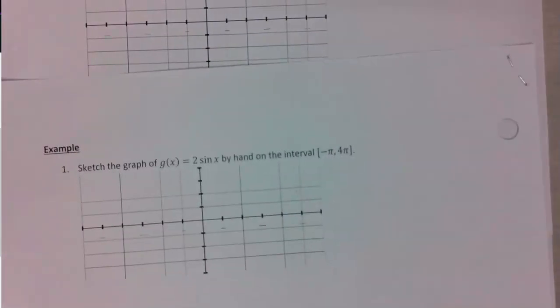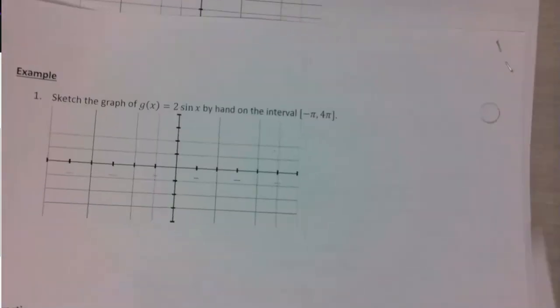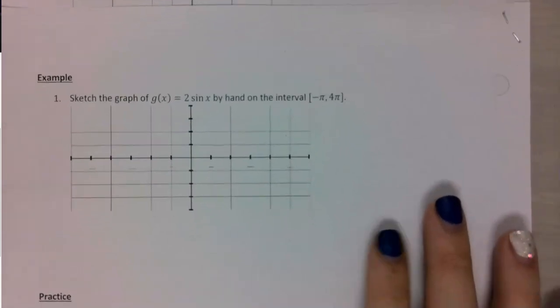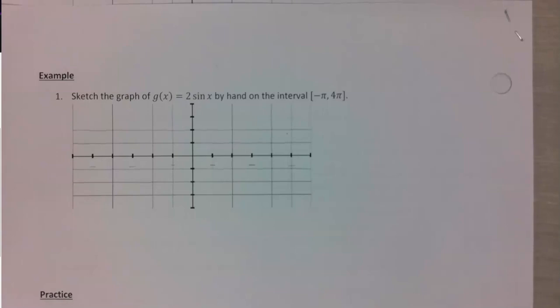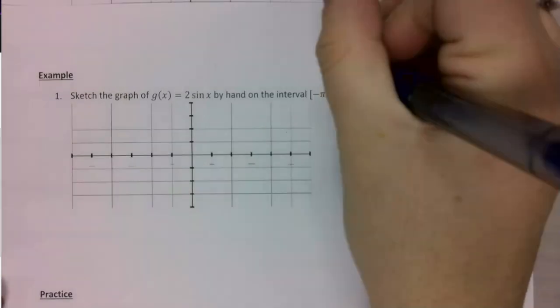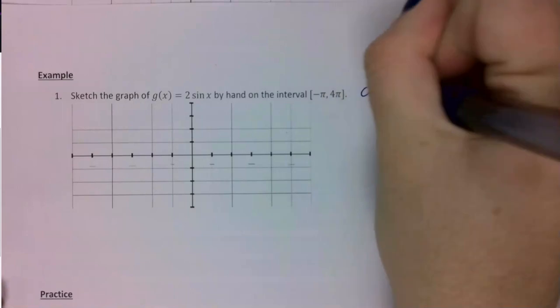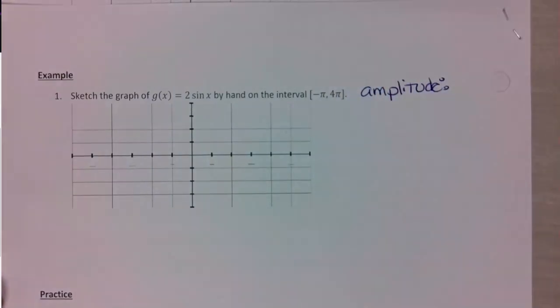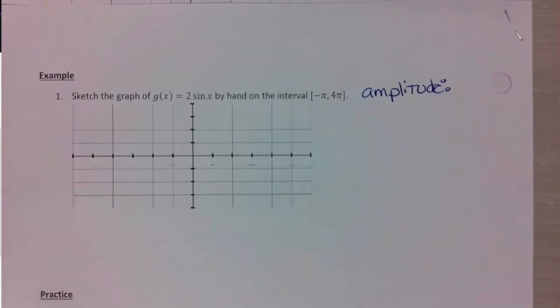Okay, so this one wants me to start off by sketching this graph by hand on the interval -pi to 4 pi. So the first thing I want to do here is figure out my amplitude. So what's the number out front? Two. Where do we get that 2 from?